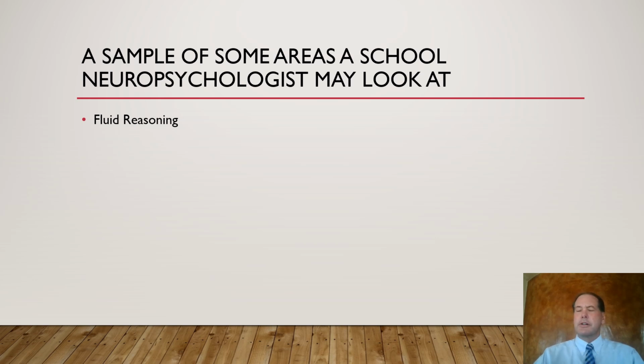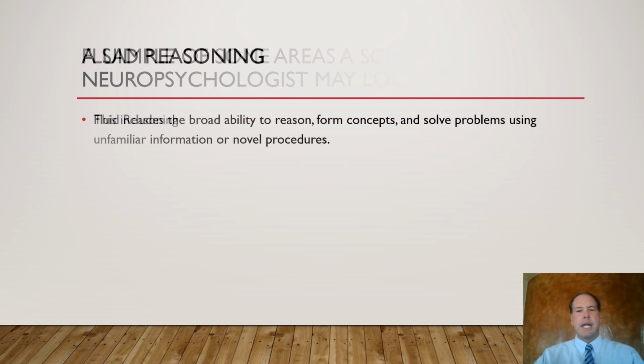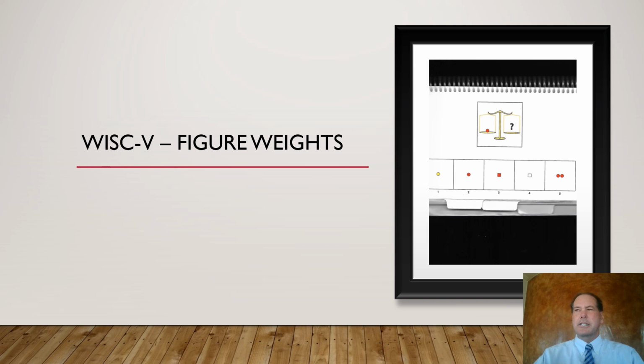There are many areas that are looked at in this school report, and I wanted to go over a couple of them. One is what's called fluid reasoning, and this includes the broad ability to reason, form concepts, and solve problems using unfamiliar information or novel perspectives. One of the assessments that can be used is the WISC-5, and it has different subtests. One of the subtests that looks at this is called figure weights, and the student or client needs to look at this scale, and there's a question mark here, and then we need to try to figure out what would weigh the same as this little red circle?